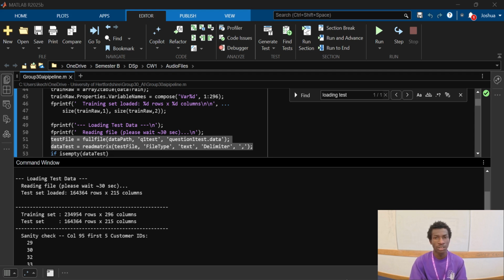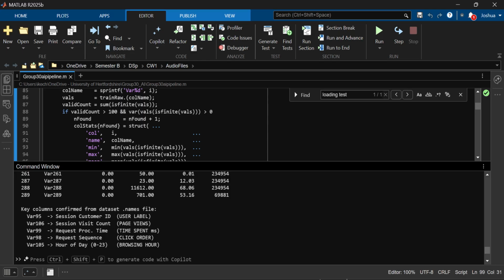We have 234,954 rows and 296 columns. All 296 columns were automatically scanned and 184 usable columns were found. The 5 key columns against the dataset named file were confirmed, but the most important thing discovered was that every single customer ID appears exactly once.